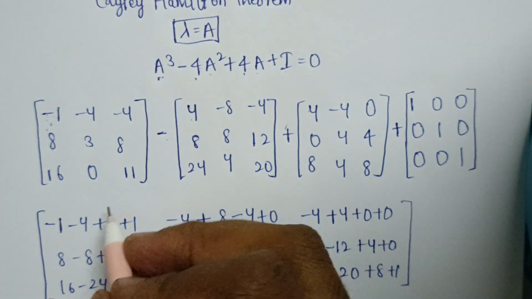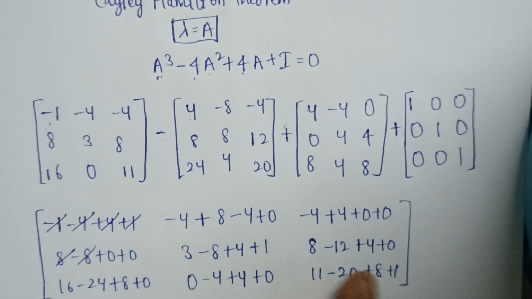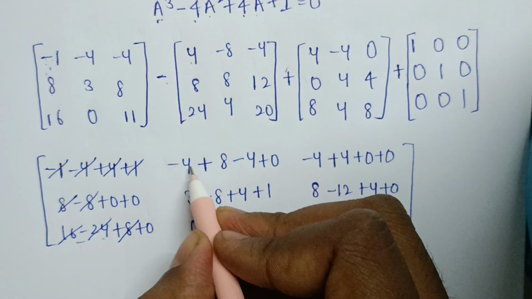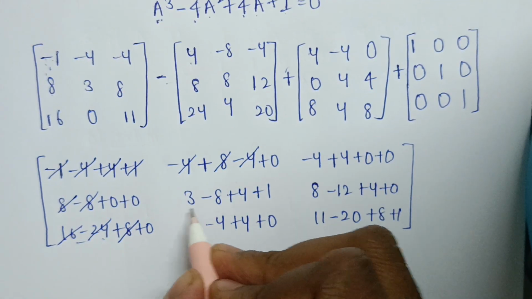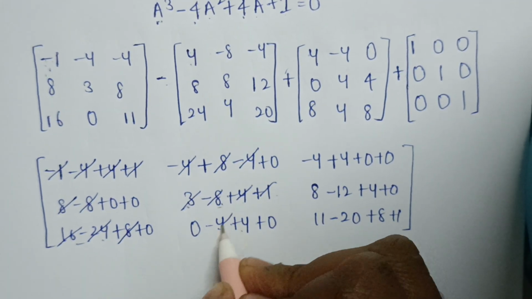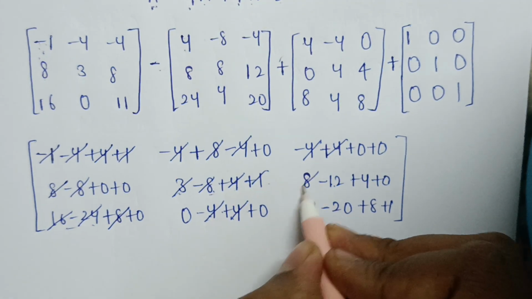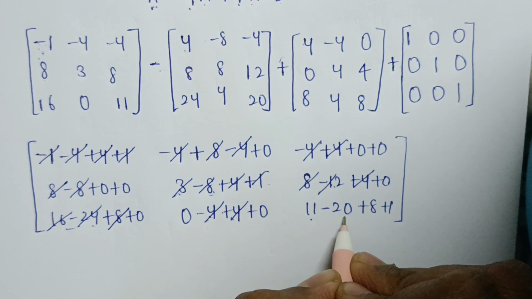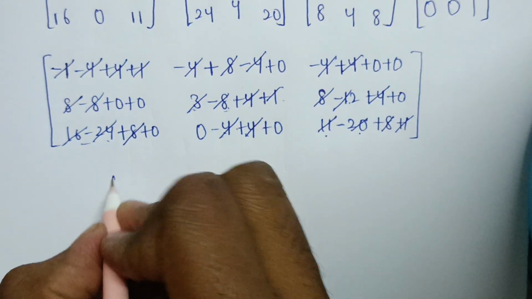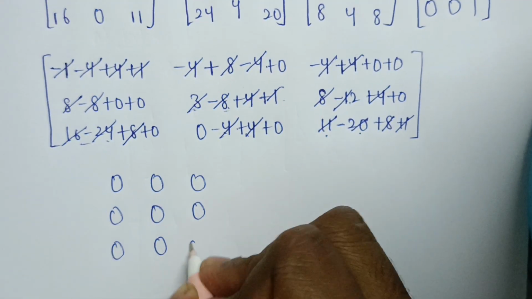So, now look, plus 1 minus 1 cancel, plus 4 minus 4 cancel. 8 minus 8, 0. 16 minus 24, minus 8 plus 8, 0. Minus 4 cancel. 3 minus 8, minus 5. Minus 5 plus 5, 0. Minus 4 plus 4, 0. Minus 4 plus 4, 0. 8 minus 12, minus 4 plus 4, 0. 11 minus 20, minus 9 plus 9, 0. So, the obtained matrix is 0, 0, 0, 0, 0, 0, 0, 0, 0.